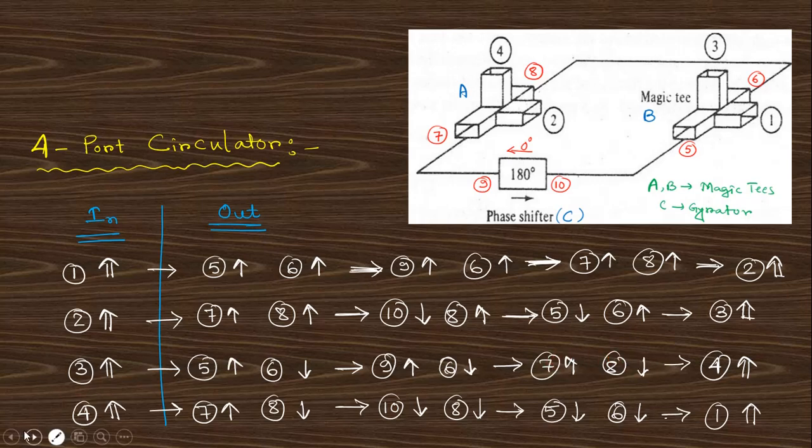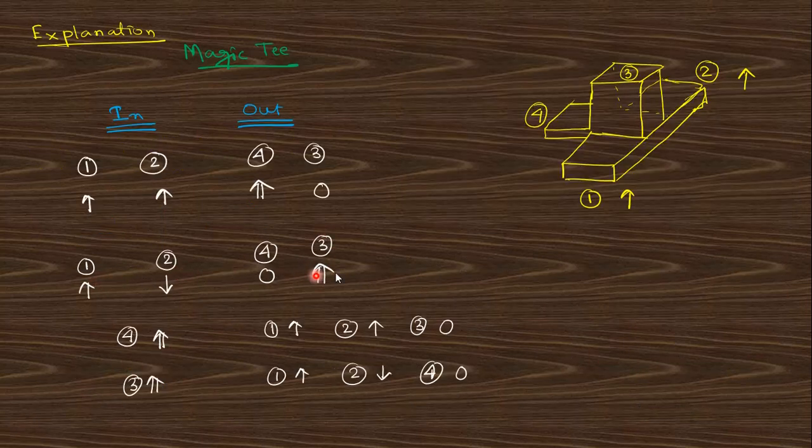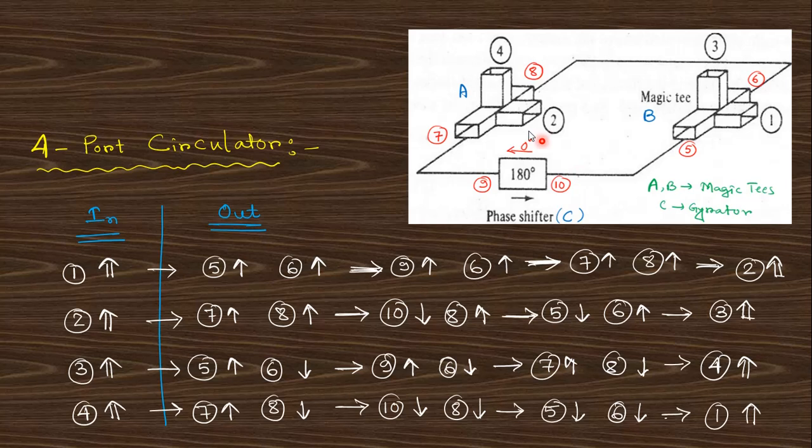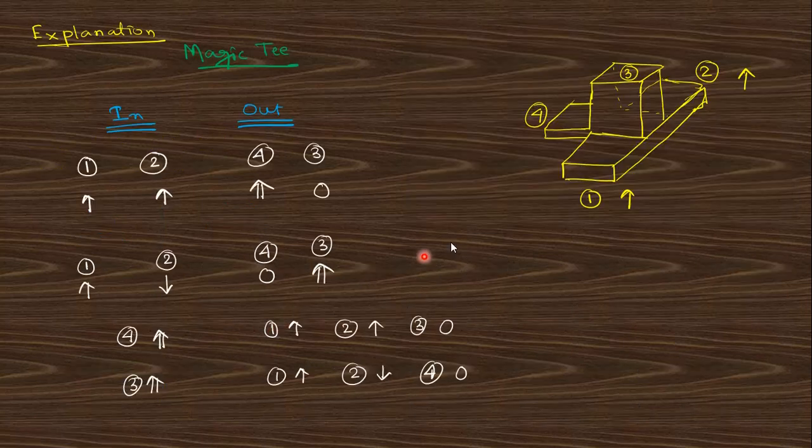Since these are the opposite, the output will be from 3. So 3 means that one, so the output will be from port 4. 3 means this arm actually, so this output will be 4. So you can see here 1 to 2, 2 to 3, 3 to 4, and when input will be 4, when this is 4, 4 means here 3.